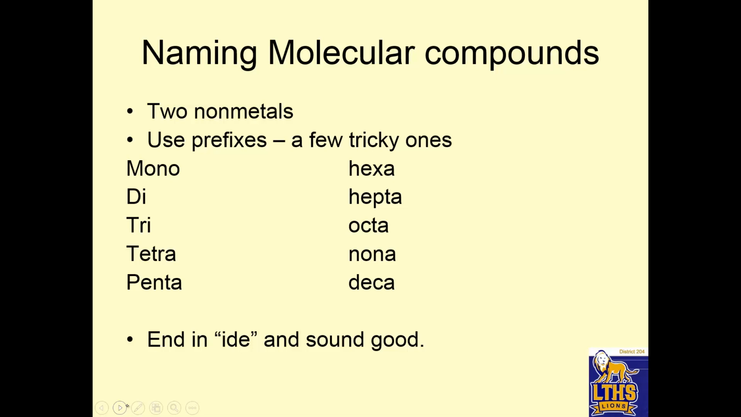Naming molecular compounds. So now we have to name these. Remember, there's always two nonmetals, so we can figure out how to name them like this, and use prefixes. Mono is 1, di is 2, tri is 3, tetra is 4, penta is 5. Tetra's 4. It's not quad. Di, don't accidentally put bi. It's di.